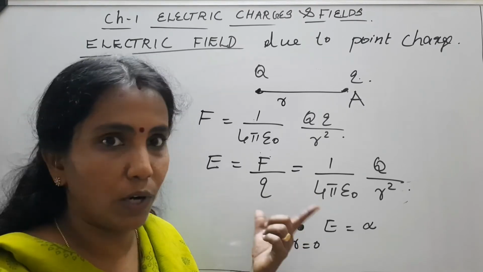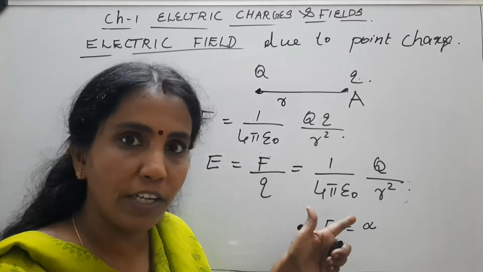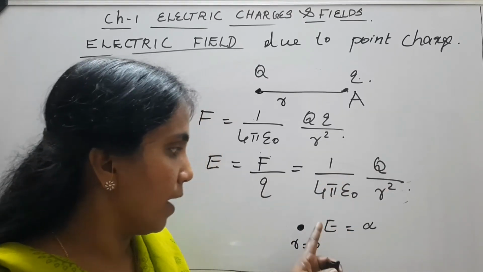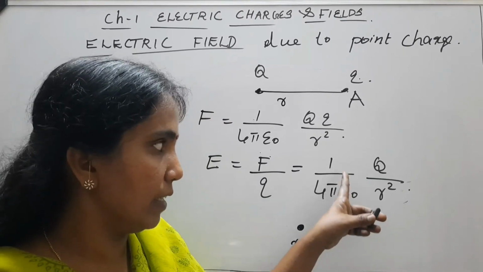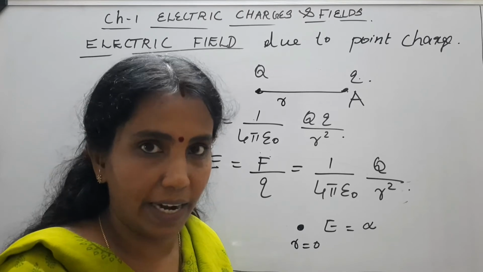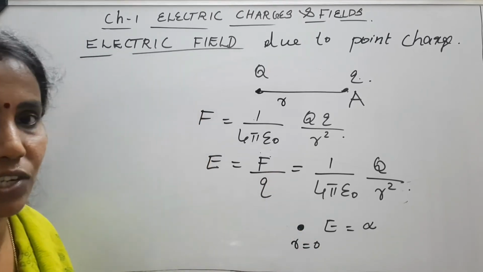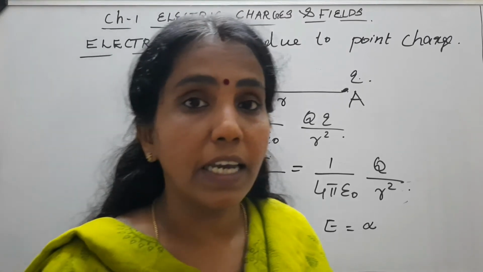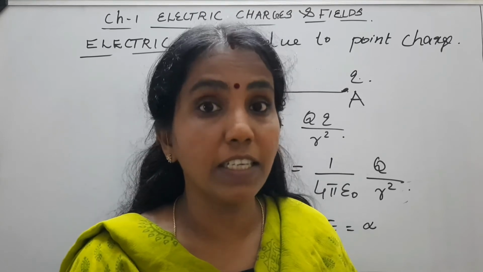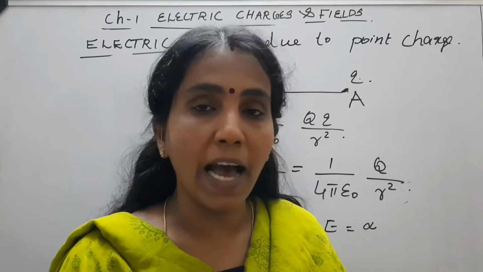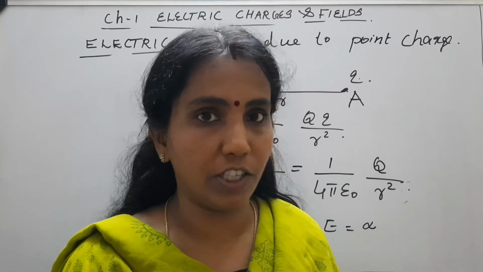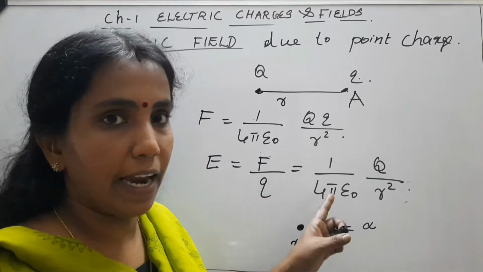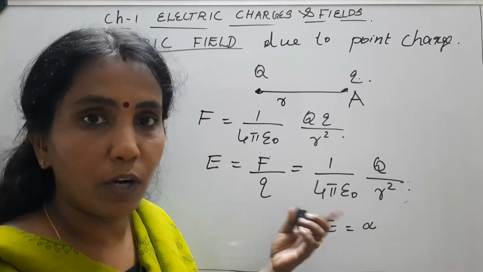So due to a point charge, what all things did I say? The magnitude of electric field is given by 1 by 4 pi epsilon 0 Q by r square. So what is its direction? The thing is this, electric field is a vector quantity. It has both magnitude and direction. Magnitude we already spoke, but what is the direction?